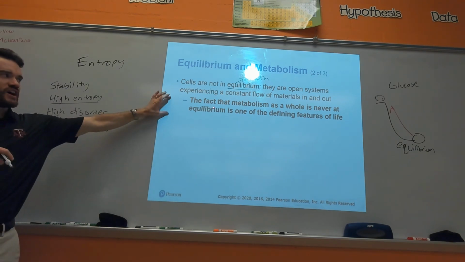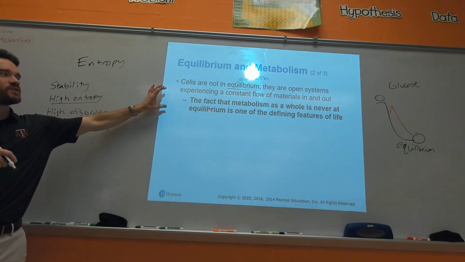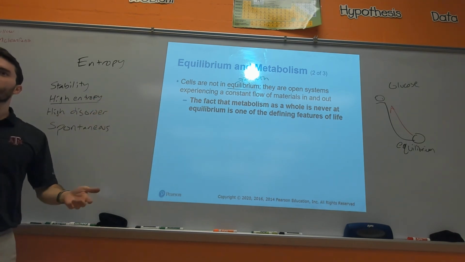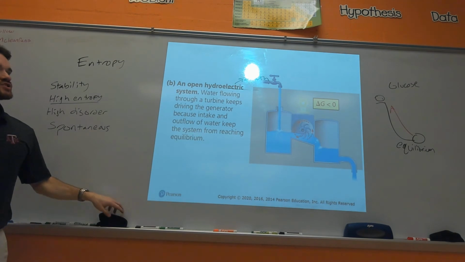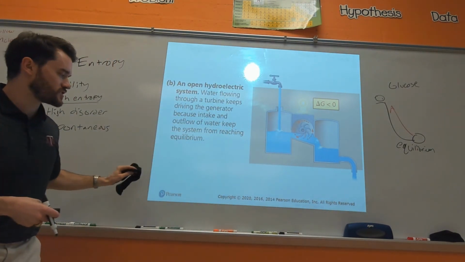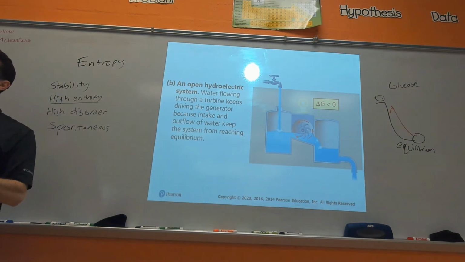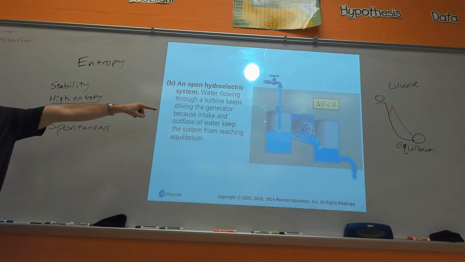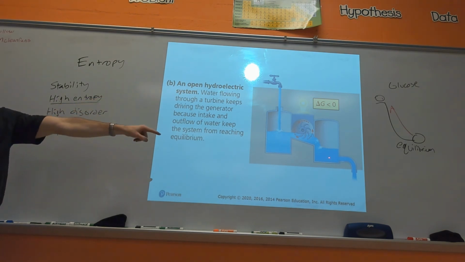Yeah, and that's what this is trying to say. The fact that we are not at equilibrium, that's the idea of metabolism. That's why we gotta keep eating food. So then what would that look like in our hydroelectric system? How would we prevent this hydroelectric system from getting to equilibrium? Well, what if we kept adding water to our system? And then what if we kept draining that water?